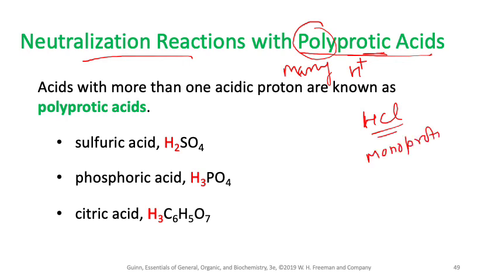Mono means hydrochloric acid has just one proton to donate, but polyprotic acids can have multiple, more than one. Sulfuric acid is an example. We have 2 hydrogens that can be donated. Phosphoric acid has 3, citric acid has 3. So these are called polyprotic, and we're going to take an example of one of these polyprotic acids and see how they react with a base, what kind of reaction they do. Let's go to the next slide.